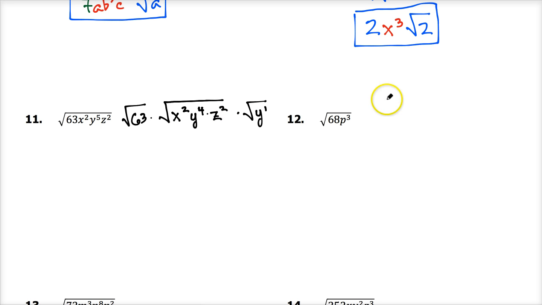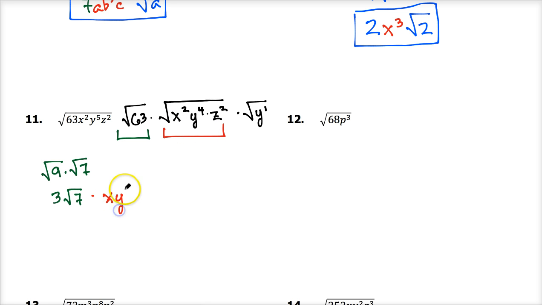So let's simplify now. Radical 63 I can split up into radical 9 times radical 7, which just becomes 3 radical 7. For my middle part here, this becomes x y squared z, and then I have a radical y at the very end.